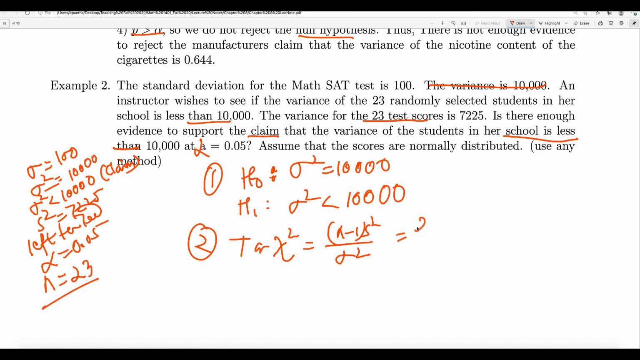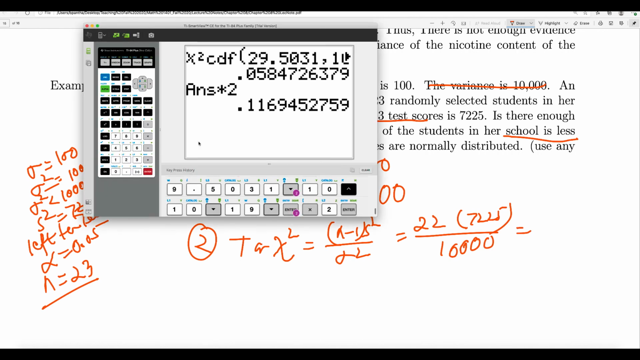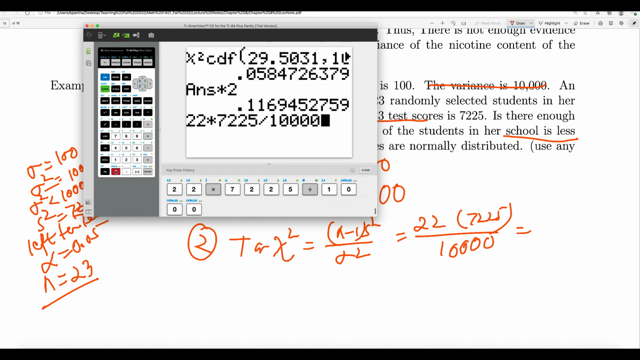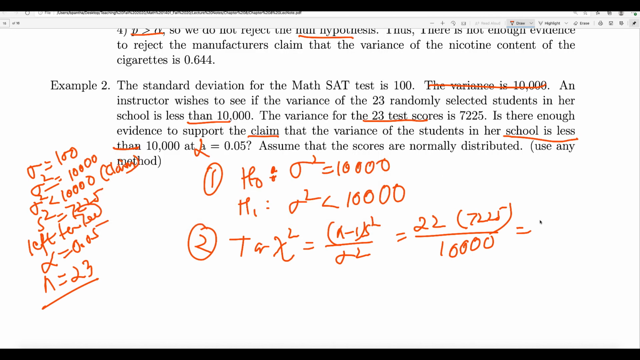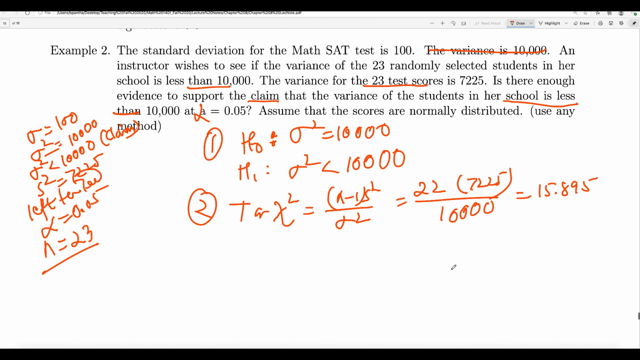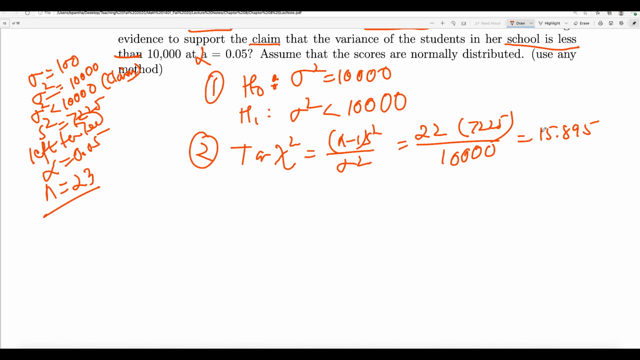So that will be 22 times s square, which is 7225 divided by 10,000. That is sigma square, right? If you use the calculator to do this, what do you get? 22 times 7225 divided by 10,000. That's what you get: 15.895. So 15.895. This is a left tail test. For the left tail test, you need to find the area left of that, to find the p-value.